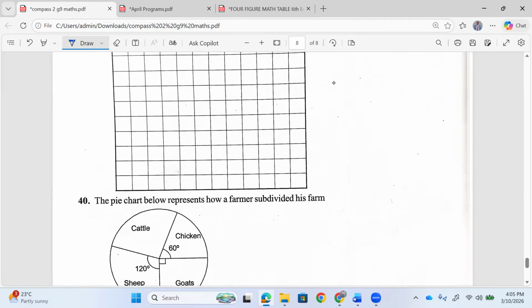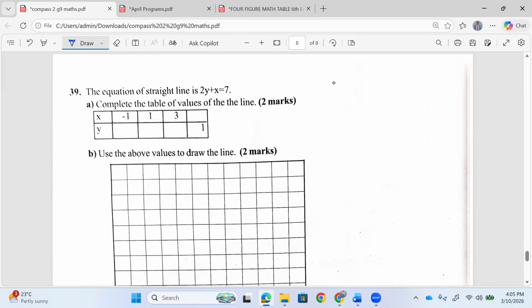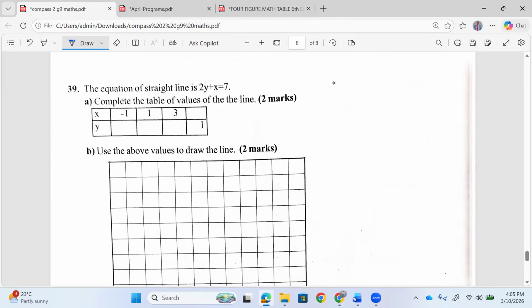So we can check number 39, ladies and gentlemen. The equation of a straight line is 2y plus x equals 7. Complete the table below of the values of the line. So we are going to be guided by the equation of the line to find the missing values of y, some other times missing values of x. So purely, we use what you call substitution.